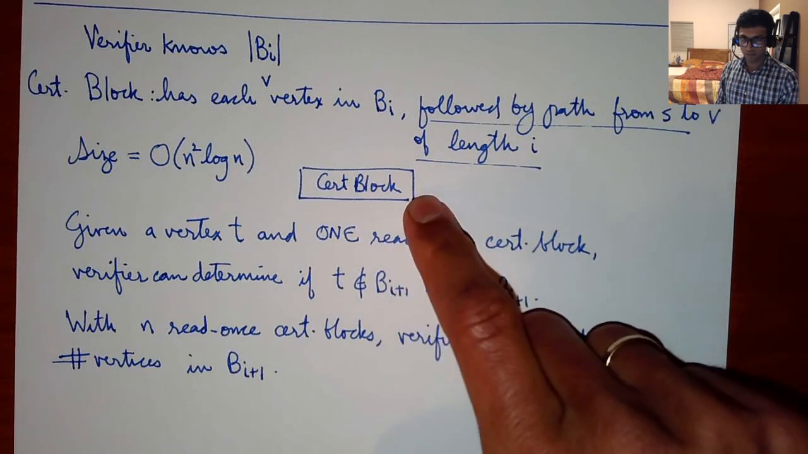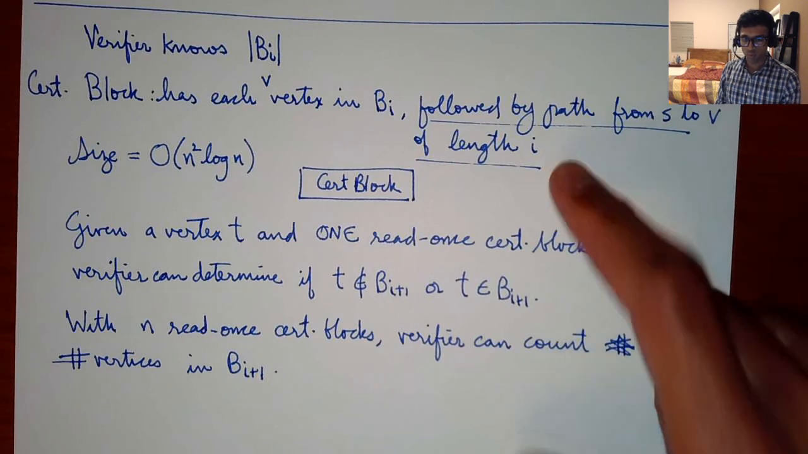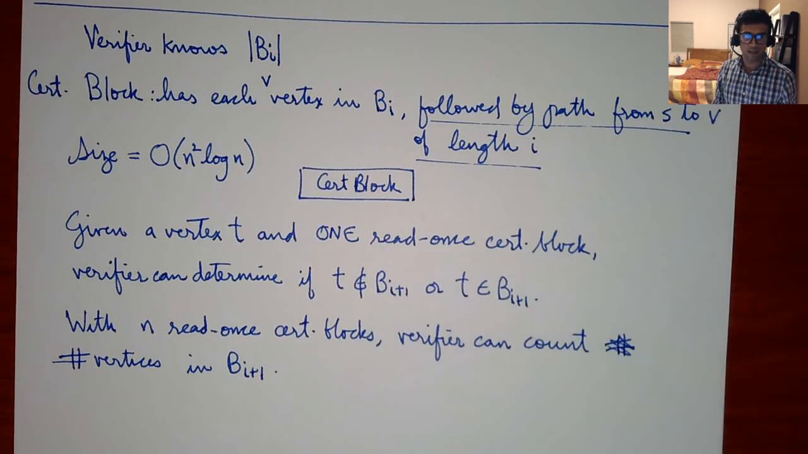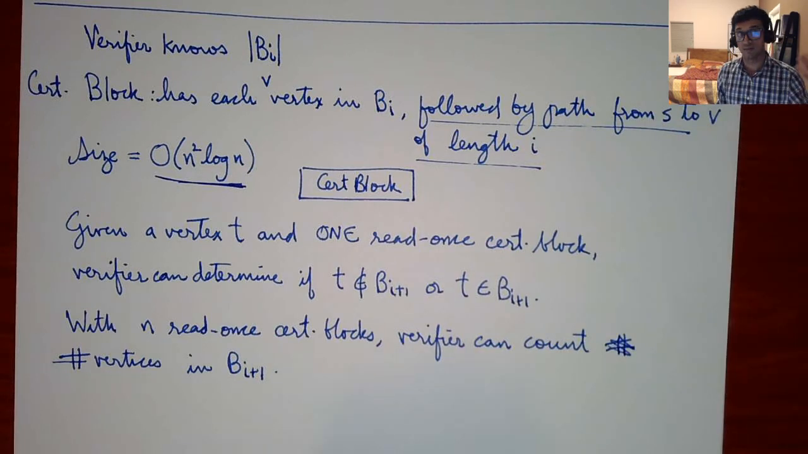Right. The certificate block is just a collection of paths, and what we need is to see the certificate block n times. The certificate block size, this n squared log n, is independent of I. It doesn't depend on I. It's just n squared log n regardless of which I, because it's a collection of paths. I see. So really, we just have a collection of paths, and then for each of those paths, we just have to check if there's an edge at the end of that path to whatever the destination vertex we have. Exactly. I see. Thank you.